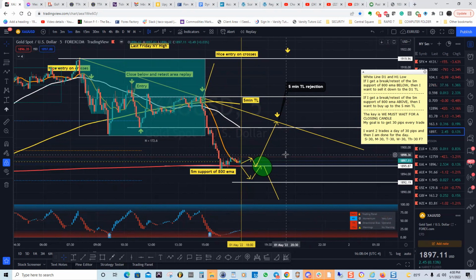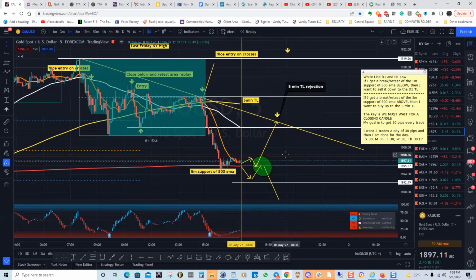Yeah, it's good to do the analysis at the beginning of the week because you can get an idea of what's going on, or do analysis at the beginning of the session. But this is what the session is looking like here. So I would think that it's going to do one of these two things. I would like to see it come up to the trend line and bounce off the 5-minute trend line rejection, or close in below the 800 EMA.